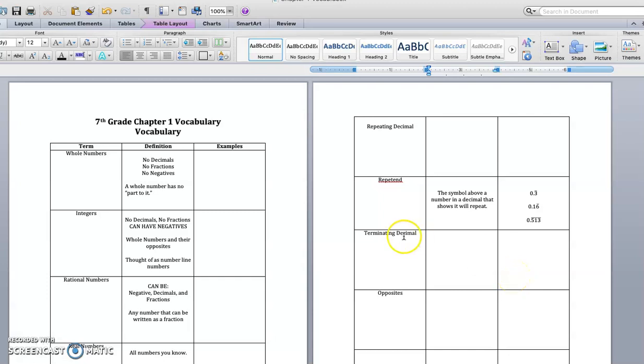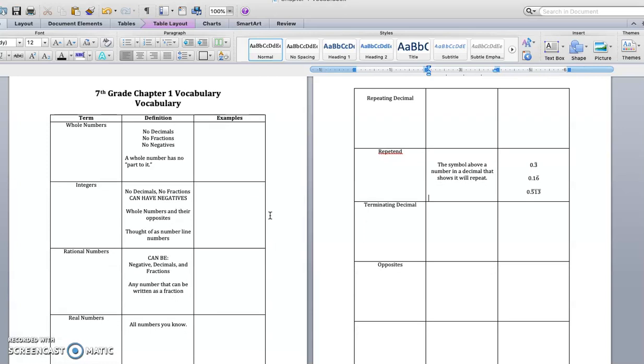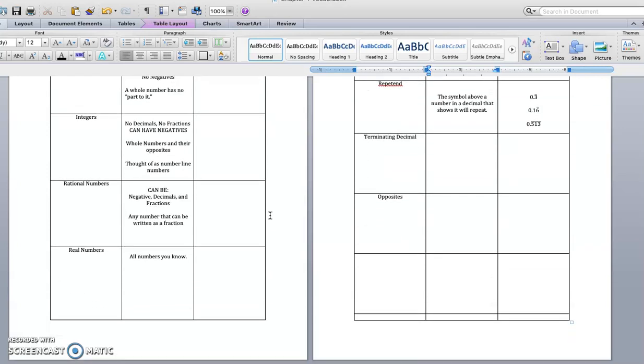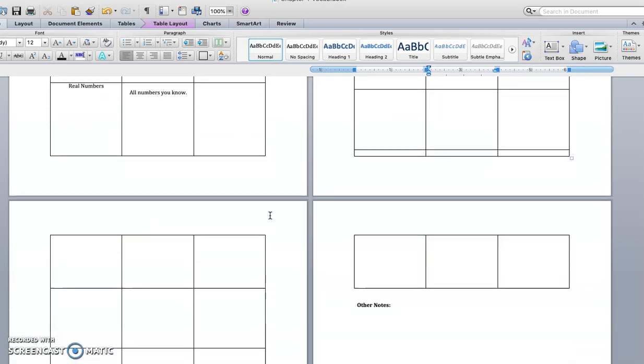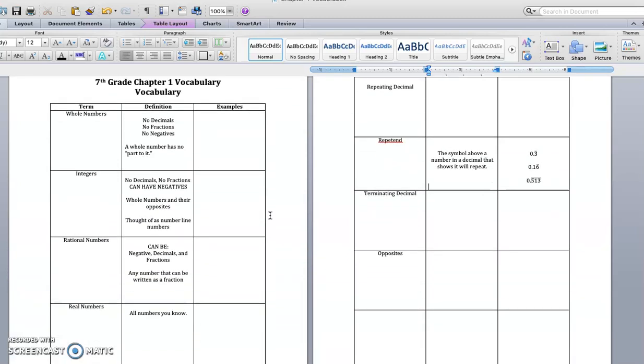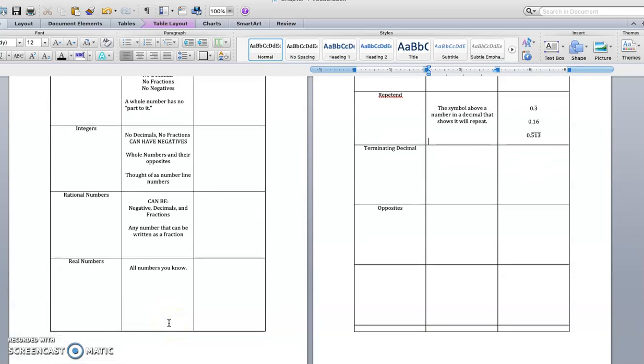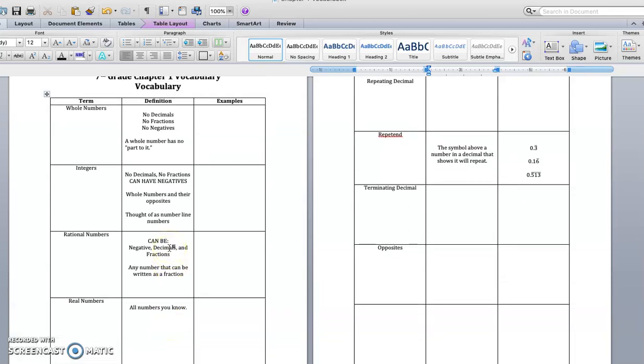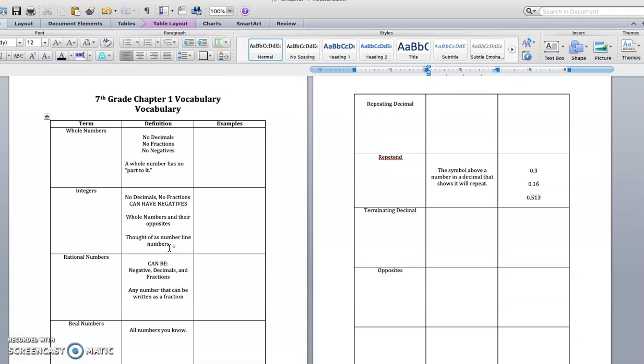Okay, seventh grade, this is what your vocabulary sheet should look like. It's 2 pages here in front of me. Yours would be front and back. So on this side of the vocabulary, you can see I've already put in some of the definitions. These are the type of number systems you're actually going to learn about more in the next video, but I will go through them quickly here.